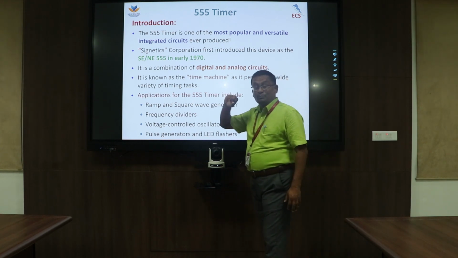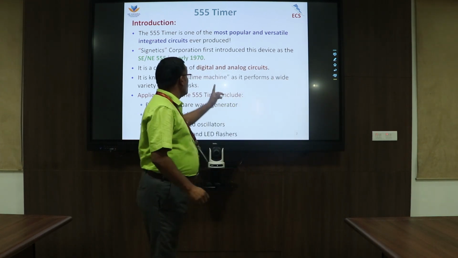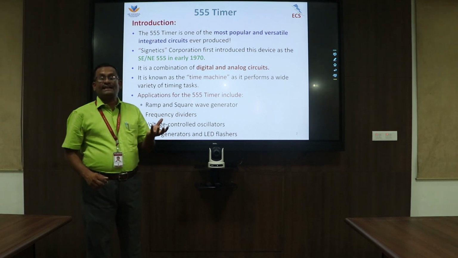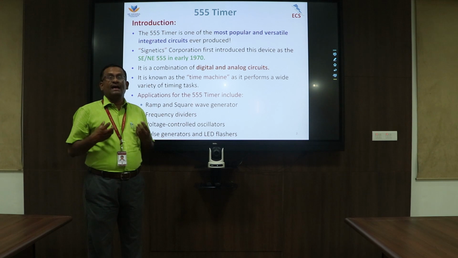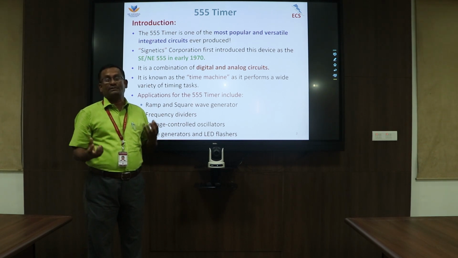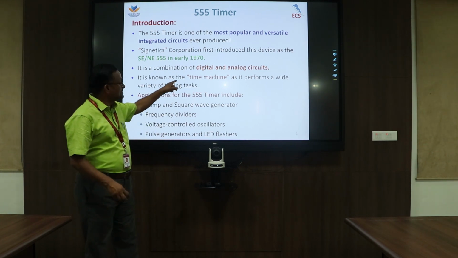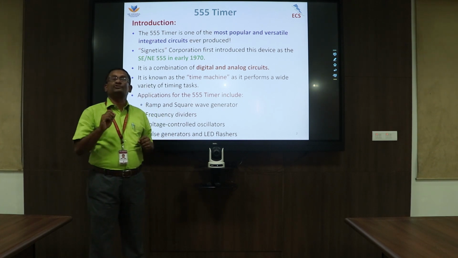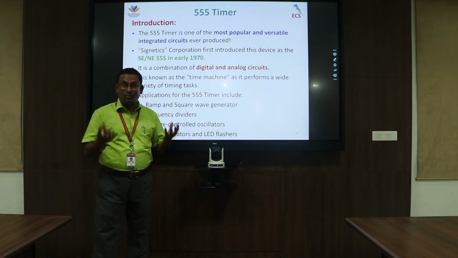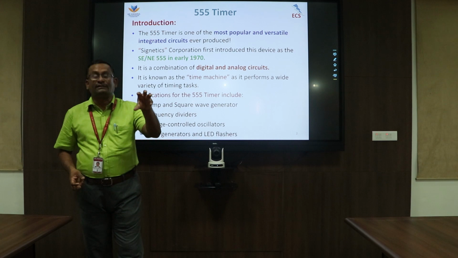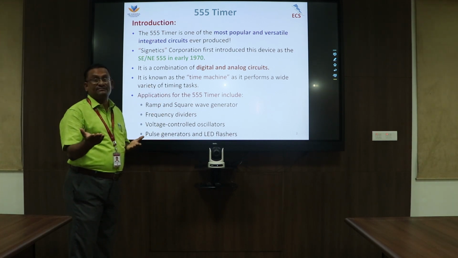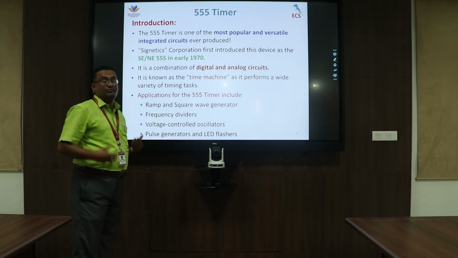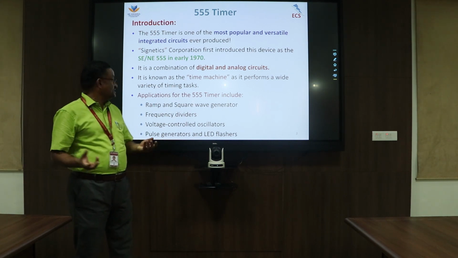It is a combination of both digital and analog circuits. For example, an analog circuit has a limitation of 0 to 15 volts or 0 to 18 volts, and a digital circuit has a limitation of 0 to 5 volts. So it is the combination of both digital and analog circuits. As discussed earlier, it is known as a time machine because it performs time generation.